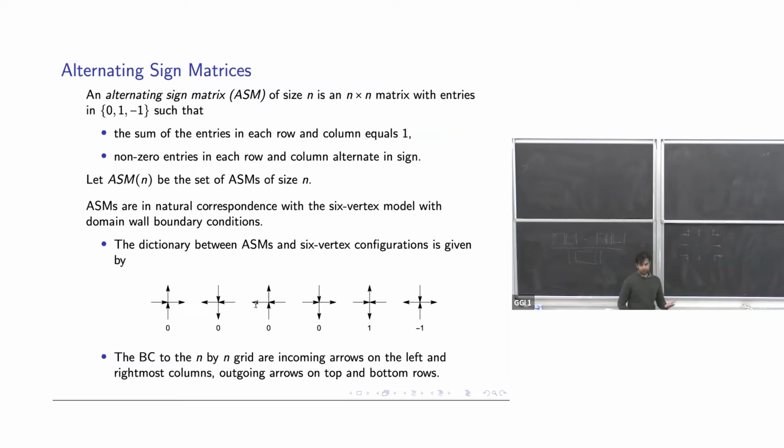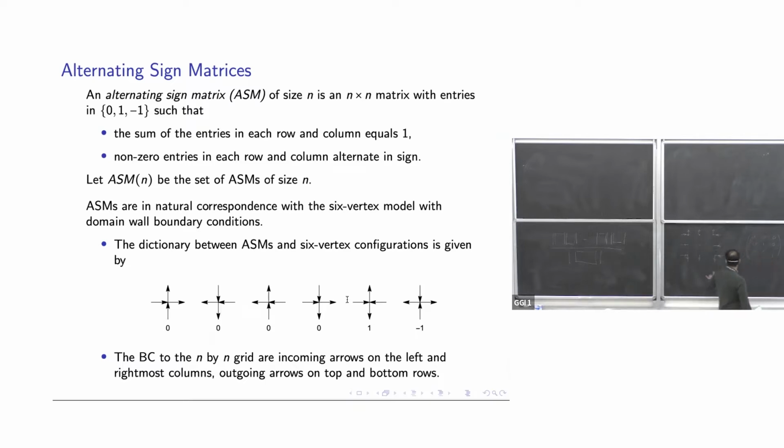And the way that you get between the six-vertex model and ASMs is by this relation here. So if I gave you a six-vertex configuration on this square here, you could write down the alternating sign matrix just by using this dictionary here. But if I gave you an alternating sign matrix, so if 1, 1, 1, 0, 0, 0, 0, 0, 0, you can also recover the six-vertex configuration. And the way that you do that is just follow the dictionary.